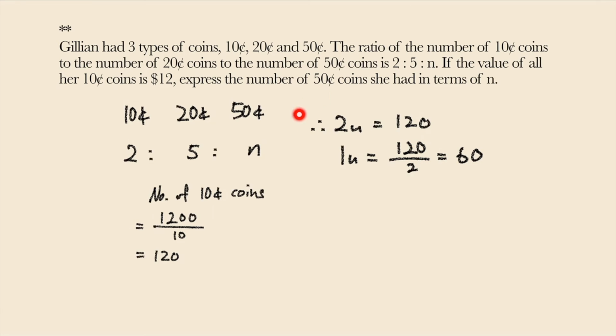Find the number of 50 cent coins then. If 1 unit is 60, 2 units is going to times 2. 3 units, we're going to times 3. N units, we're just going to times N. So that's 60 N 50 cent coins.